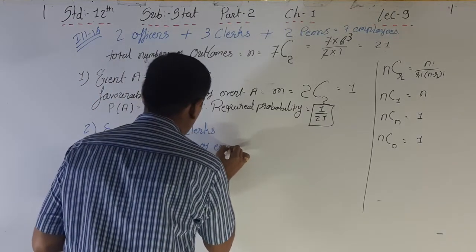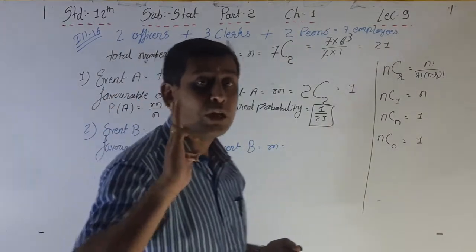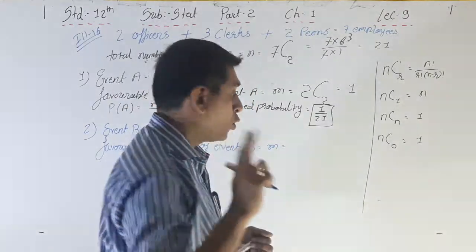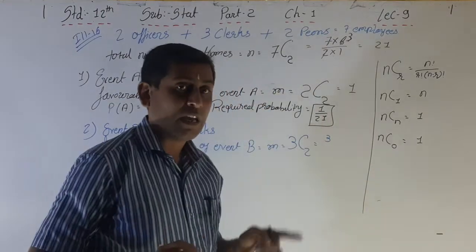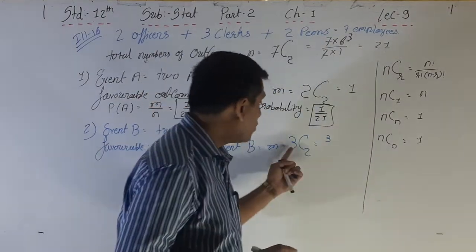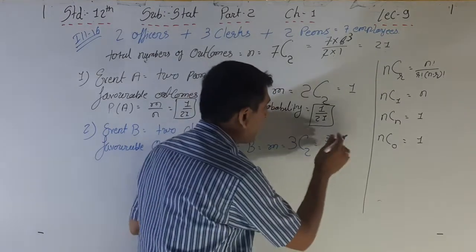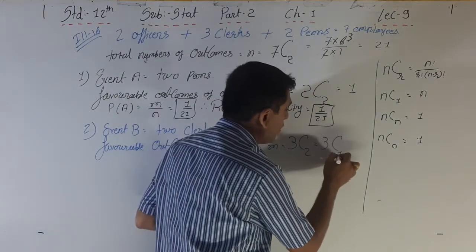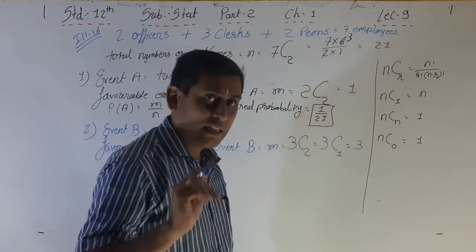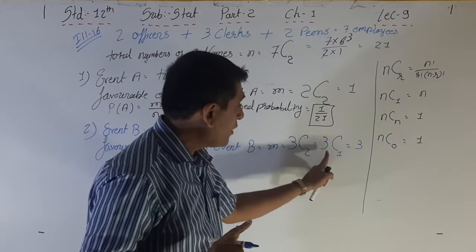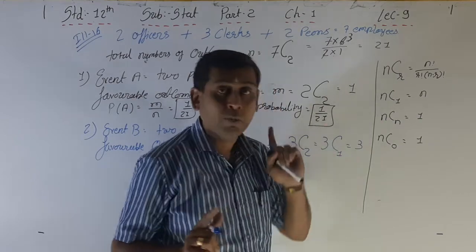of event B is equal to what? M is equal to, here how many clerks are there? 3 clerks, right? From this we have to select 2. So 3C2, it is again, see, NCR is equal to NCN minus R. 3C2 is equal to 3C(3 minus 2), that is 3C1, is equal to 3. Because NCR is equal to NCN minus R, 3 minus 2 is 1, and NC1 is equal to N. That's why 3C1 is equal to 3.